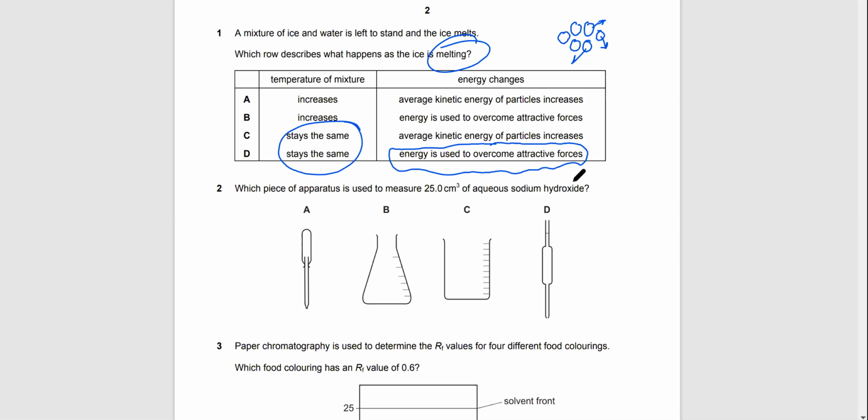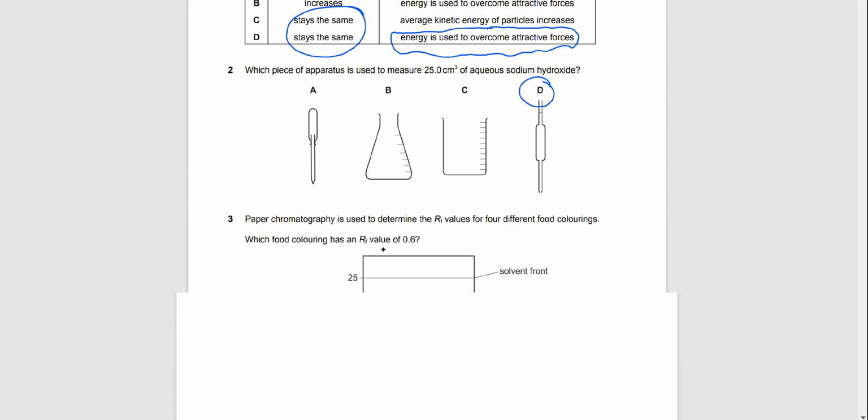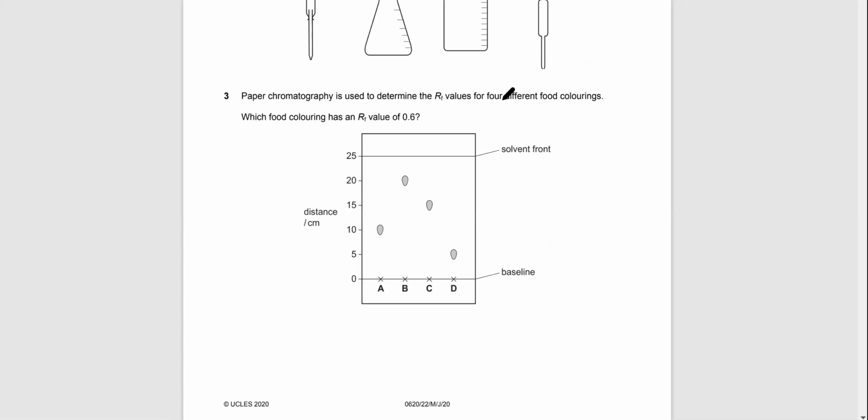ठीक है, ये clear है सारों को? Anna, clear है? Saad? Yes. अच्छा अगला जल्दी से बता दो, which one is 25 cm cube for measuring 25 cm cube? D. ठीक है, D. Next one is paper chromatography. Which one has RF value of 0.6?